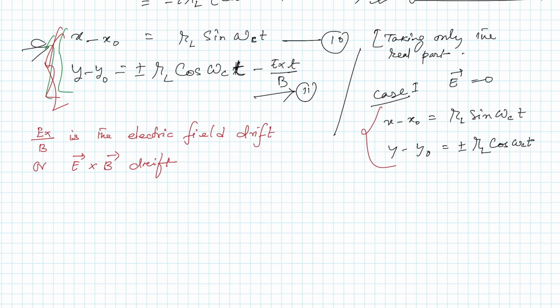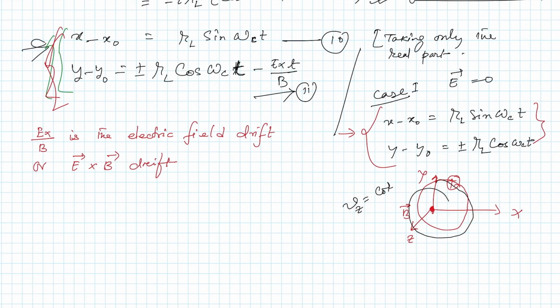As you can see, if you compare, in the first case the x-axis is this, this is y, and the z-axis is coming out of the screen. This is the magnetic field, and the particle was moving like this. Also, because of the constant velocity, v z equal to constant, it will move coming out of the screen. It is helical motion.